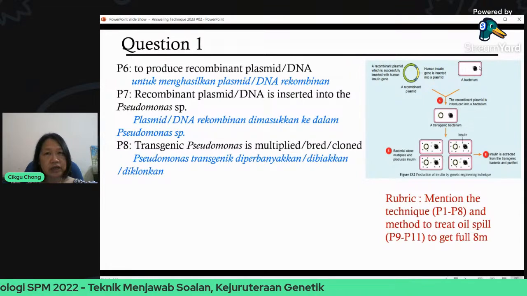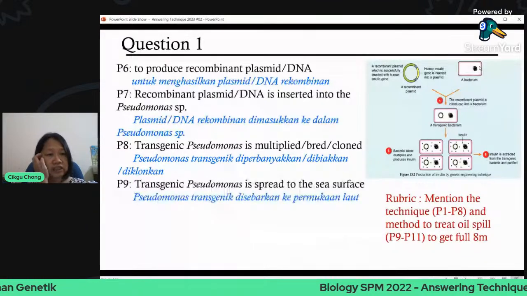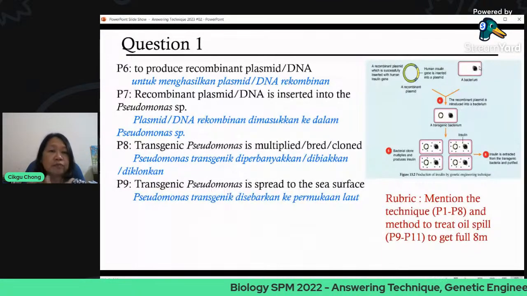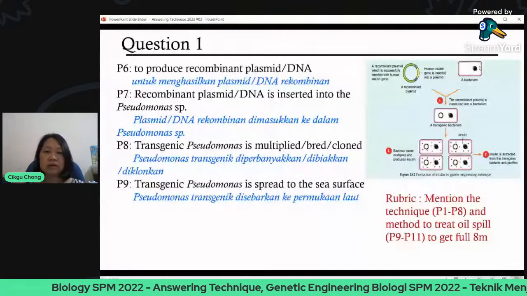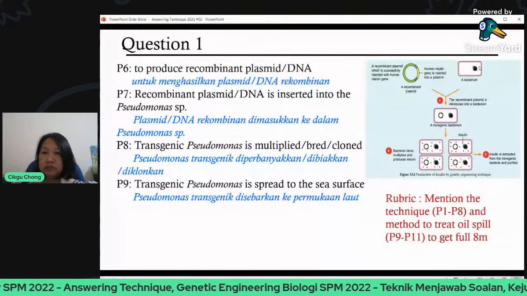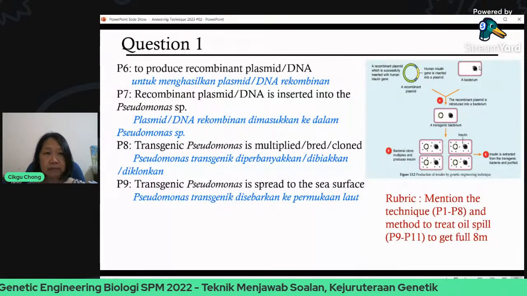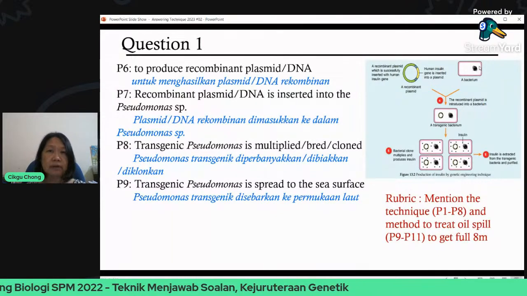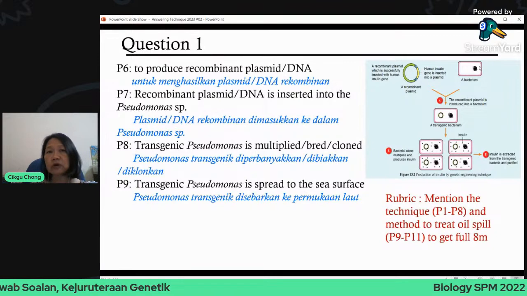To produce a lot of the enzyme in a short amount of time. Okay, that is the advantage of using bacteria. So this transgenic bacteria is spread to the sea surface. So P1 to P8 is actually talking about the technique of producing this bacteria, which has the ability to produce a BSS. But you also need to state how you are going to use it. How are you going to use it to clean up your oil spill?